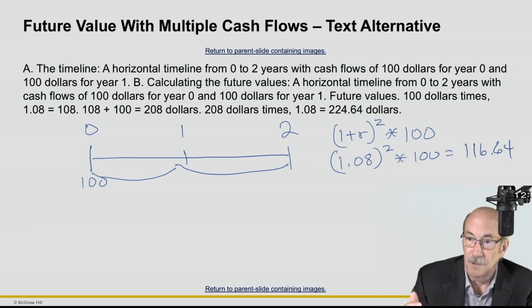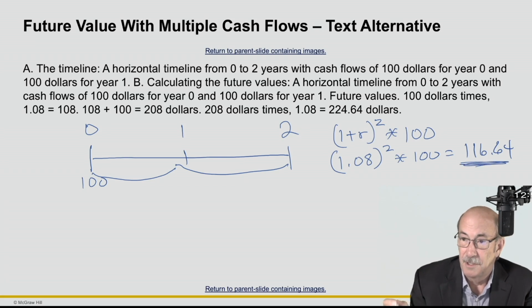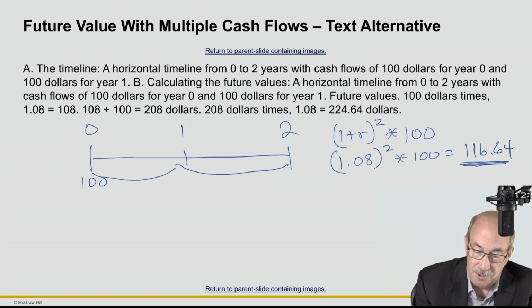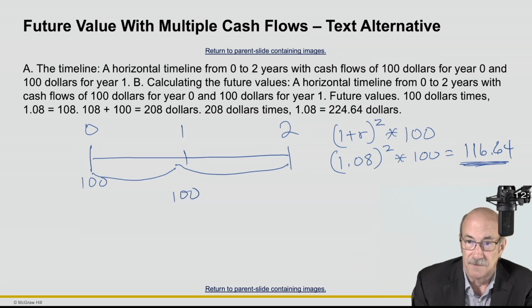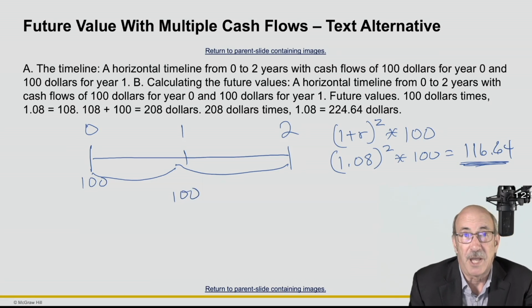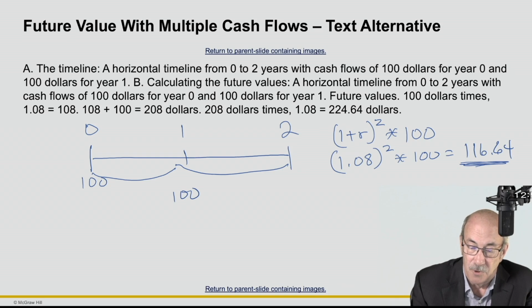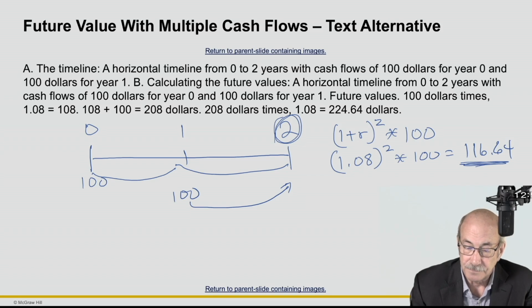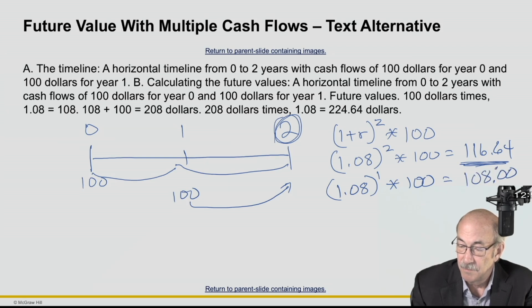116.64. Okay, now we record that and save that. The next thing we're going to do is look at the next cash flow. That's the $100 that we add in 1 year. And we're only going to move that out 1 year because everything lines up here at year 2. And obviously that's also earning the same 8% to the first power times 100. Well, the math there is easy, 108 and 0 pennies.